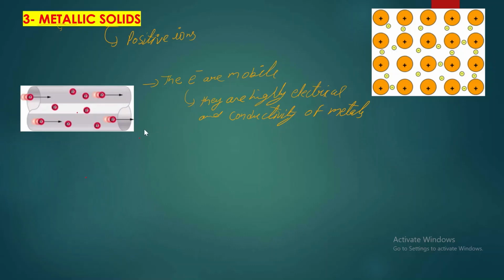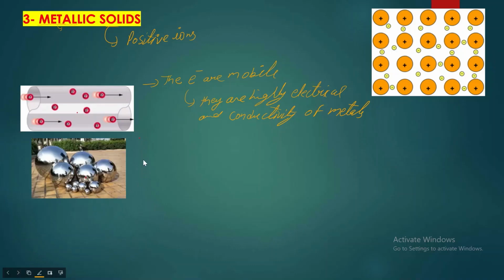Now the next property, they are ductile. They have luster and color. Now what is luster and color? Here luster means shining, or you can say glowing. You can see here all the metal balls, and they are shining.